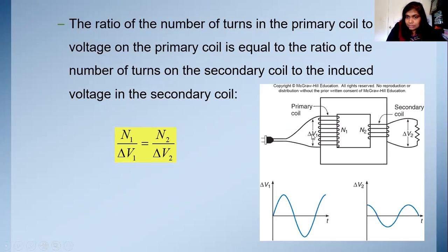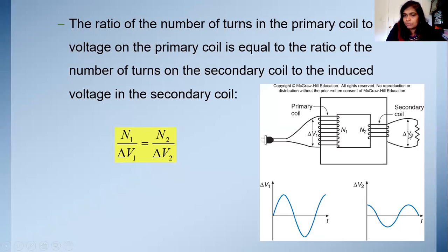But okay, so this little triangle represents change, and we call this the delta symbol in Greek letters. So this is delta, that represents the change. So delta V1 means the voltage across the primary coil. That's equal to the number of coils in the primary coil divided by the number of coils in the secondary coil, times the change in voltage in the secondary coil, delta V2.